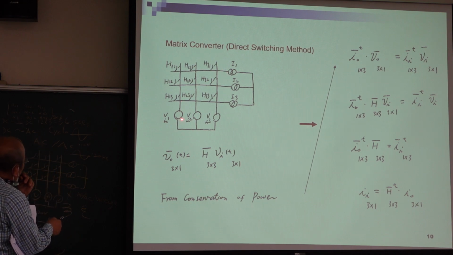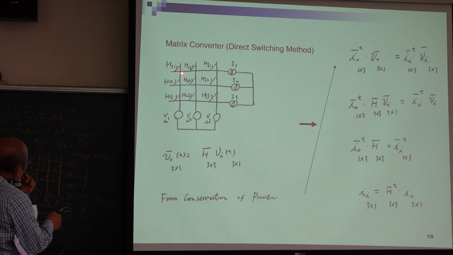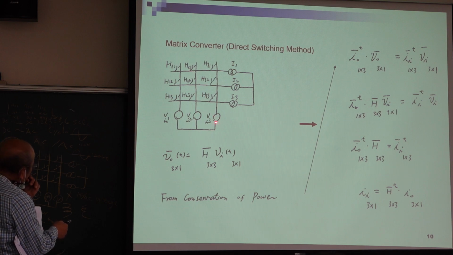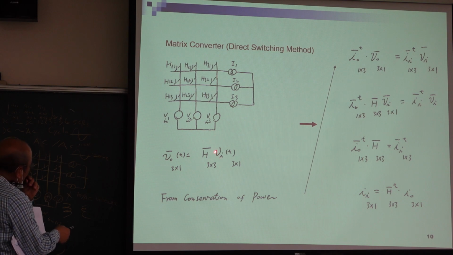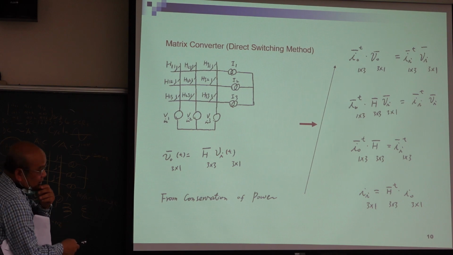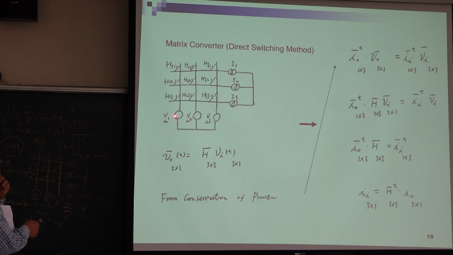This voltage is equal to Vin1 multiplied by H11 plus Vin2 multiplied by H21 plus Vin3 multiplied by H31. So we can write down H multiplied by Vi. How about this one? This is Vin1 H12, Vin2 H22, Vin3 H32. And this is V3: H13 Vin1, H23 Vin2, H33 Vin3. So we can say Vout is H multiplied by Vi.